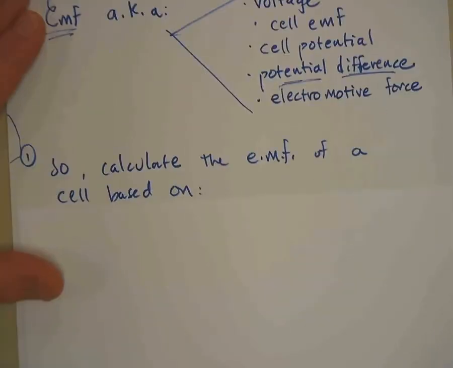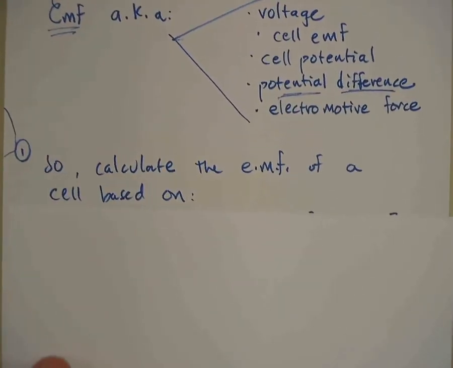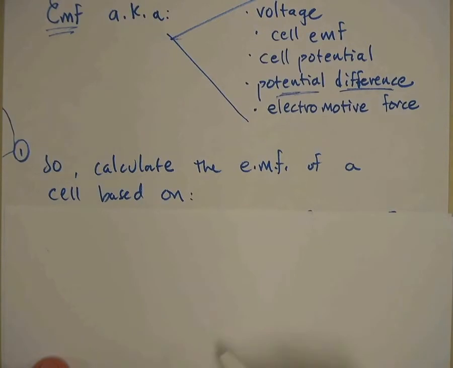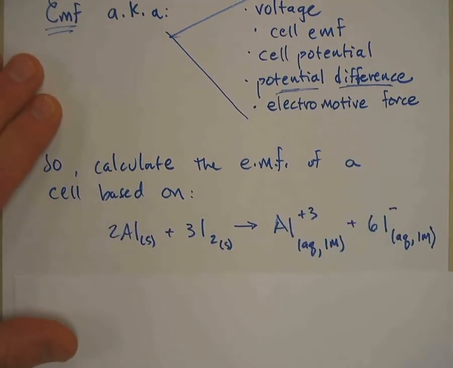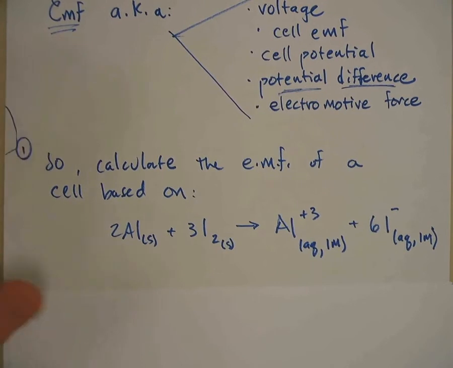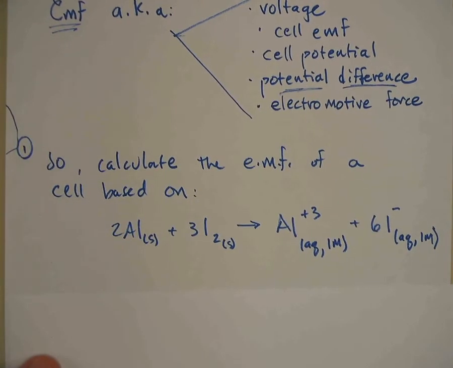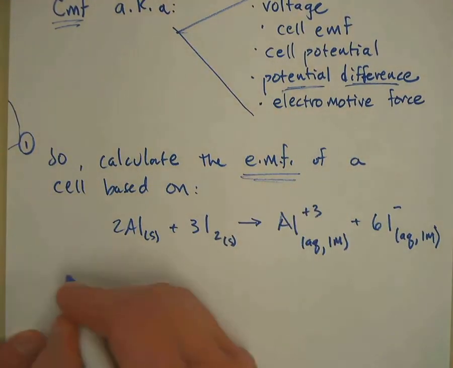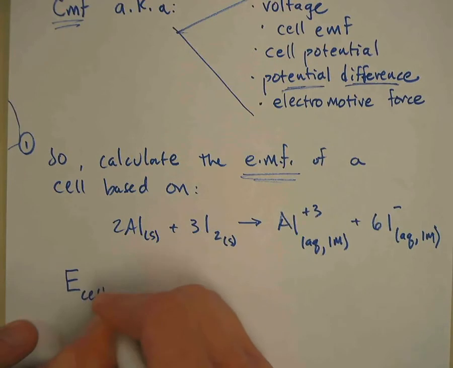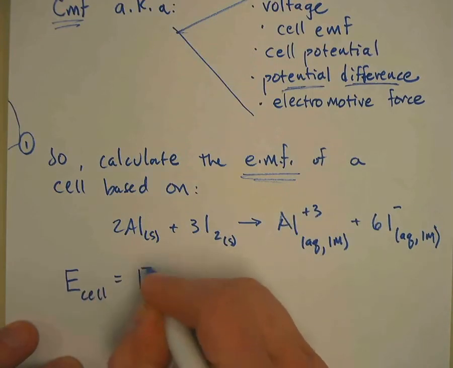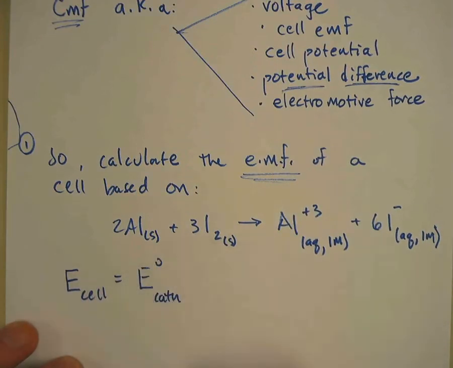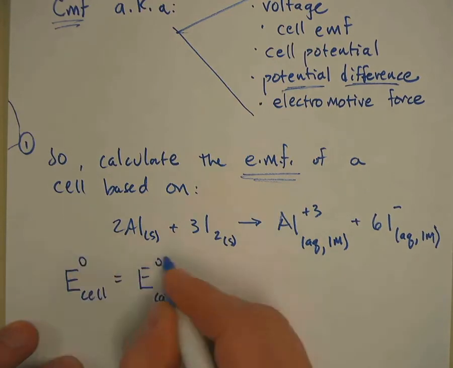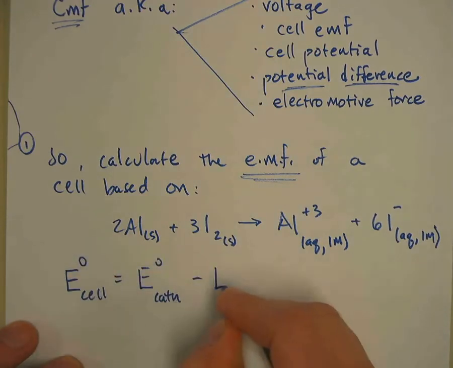Question number 1. So now that we know that there's 6 different ways to say the same thing, calculate the EMF of a cell based on this reaction right here. We've got aluminum plus iodine goes to aluminum plus 3 and 6 iodide minus 1s. To calculate the EMF of a cell, remember that we take E cell and we say that's equal to the E of the cathode, the standard reduction potential of the cathode. And remember the little circle right here means standard, minus the standard reduction potential of the anode.